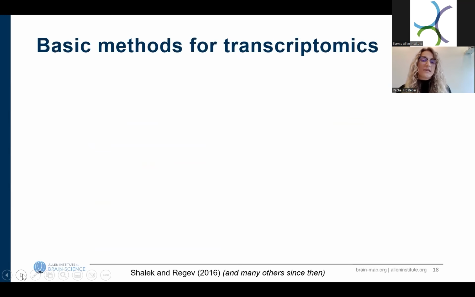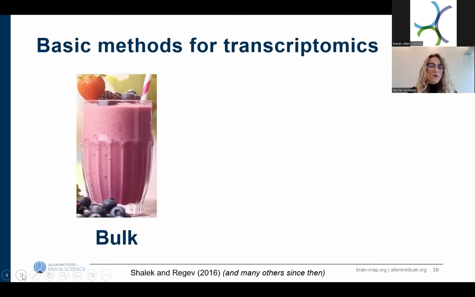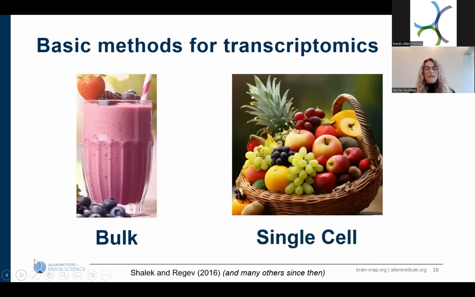And so what are some basic methods for transcriptomics? The first 2 methods that I'll talk about are bulk and single cell transcriptomics. As you can see from this image here, in bulk, all of our cells, we lose the identity of our individual cells, just like we lose the identity of the fruits in our smoothie. They all get mixed in together. In single cell transcriptomics, we can actually maintain the identity of individual single cells, just like our fruit in the fruit basket.